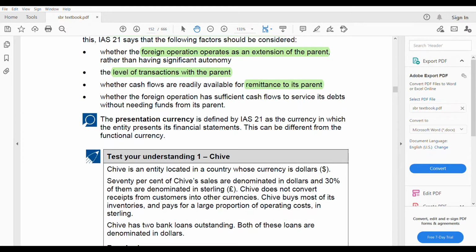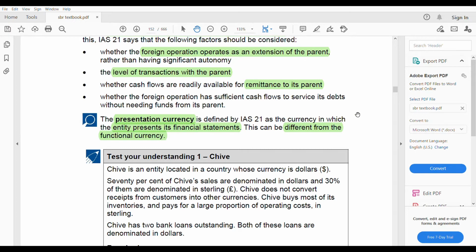Now let us move on towards the presentation currency. Most things are about functional currency, then the presentation currency. Not much is there, but it is defined as the currency in which the entity presents its financial statements. For example, if I decided that I will present my financial statements in US dollars, then that US dollar is my presentation currency. Your presentation currency could be different from your functional currency, remember. They might not be the same all the time. Sometimes they might be, but sometimes they might not be. This you need to remember.